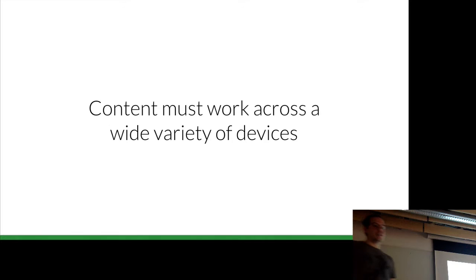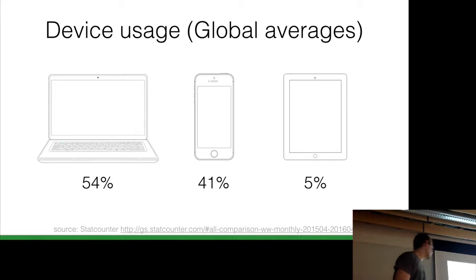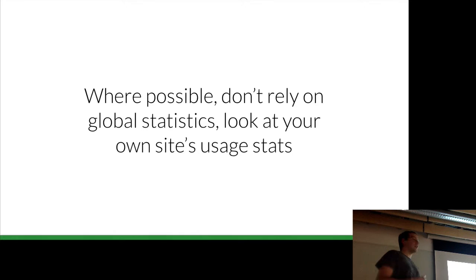If you look at the device usage statistics for April, 54% of users are still on desktop, but a whopping 41% of users are on mobiles and 5% on tablets. But these are global statistics, so where possible, don't rely on them. You should look at your own site's usage stats. If you look at the Beanley websites, for example, about 91-92% of our users are on mobile, so it does vary a lot.